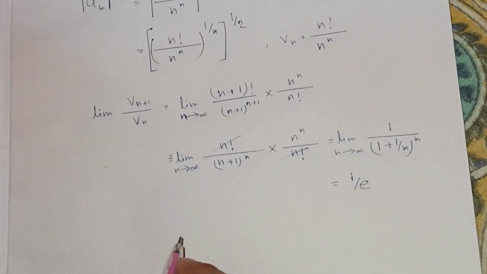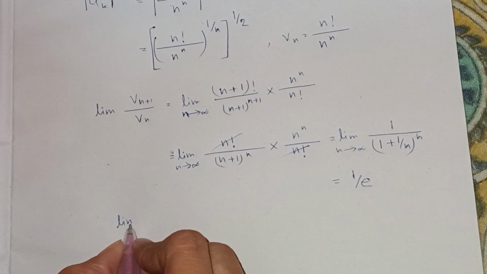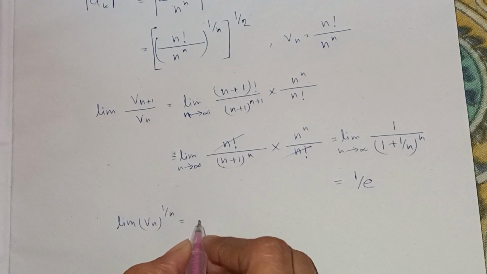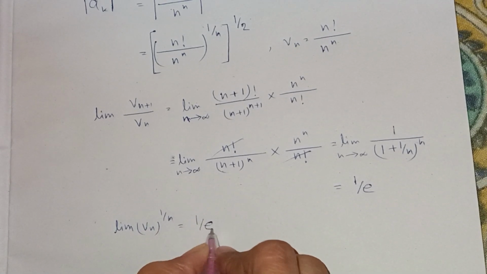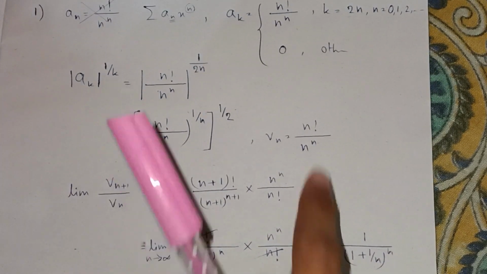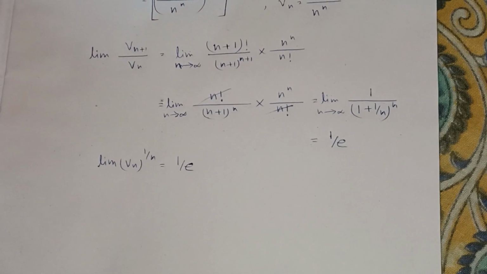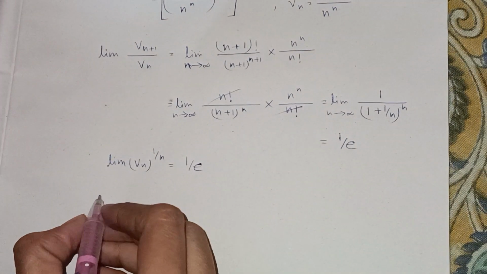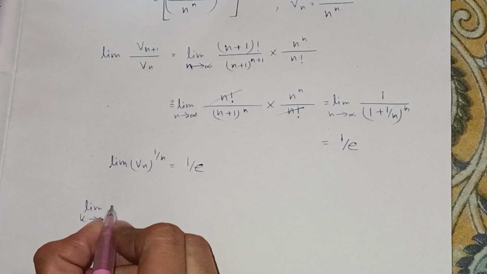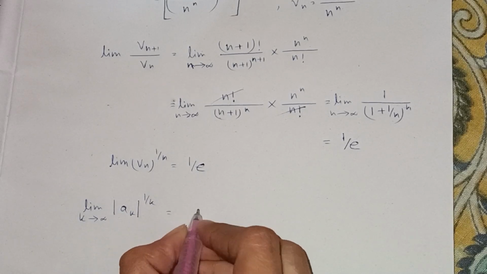So using the result, we get limit V_n whole to the power 1 over n equals 1 over e, right? And since k is equal to 2n, see right here, as k tends to infinity, n tends to infinity. So we will find limit k tends to infinity |a_k| whole to the power 1 over k is equal to what?